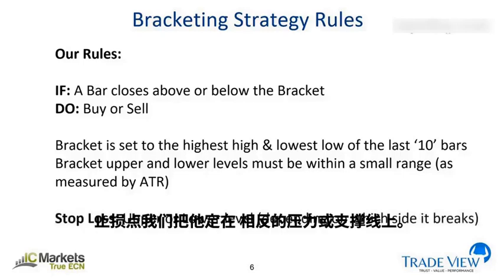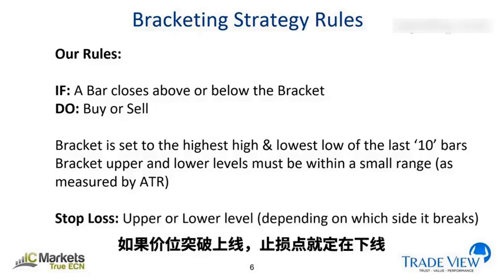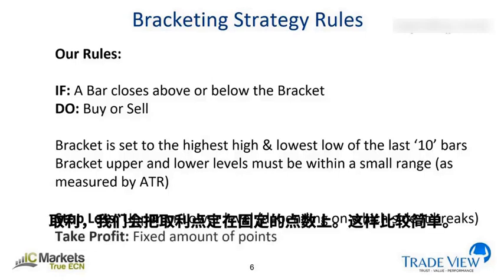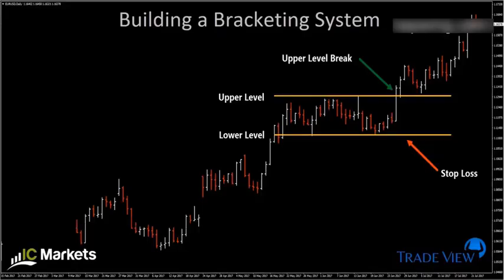Our stop loss is going to be set to the upper or lower level depending on which side it breaks. So a break to the upside will set our stop loss to the lower level. A break to the downside will set our stop loss to the upper level. And our take profit for this model is going to be a fixed amount of points to keep it simple. Let's have a look at what it looks like.